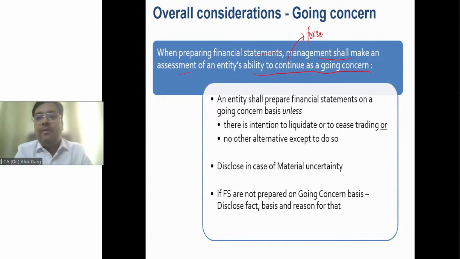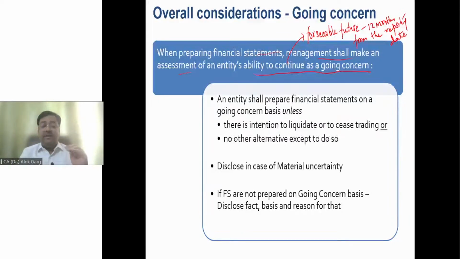And what is meant by foreseeable future? Foreseeable future means 12 months from the reporting date. For example, if the company is preparing a financial statement for 31st March 2023, the company has to make an assessment whether the company will be able to survive till 31st March 2024 or not. Survive, I mean to say whether the company will be able to do the business till 31st March 2024 or not, right? So management has to make an assessment.